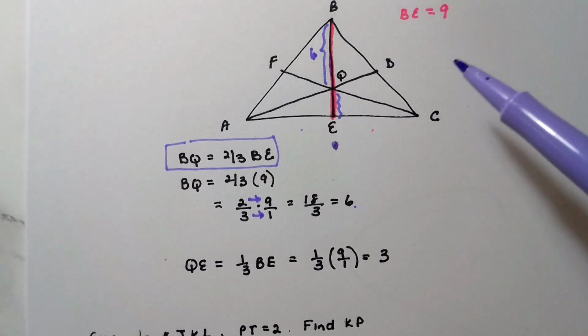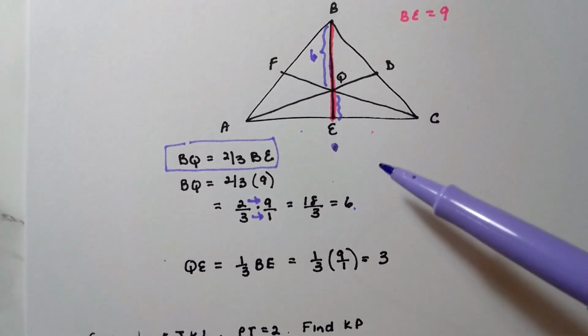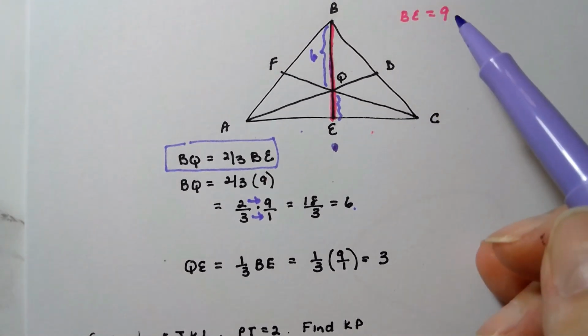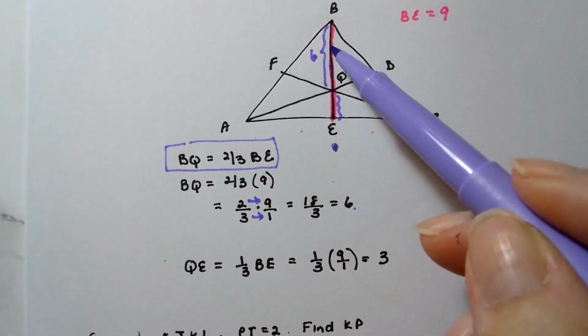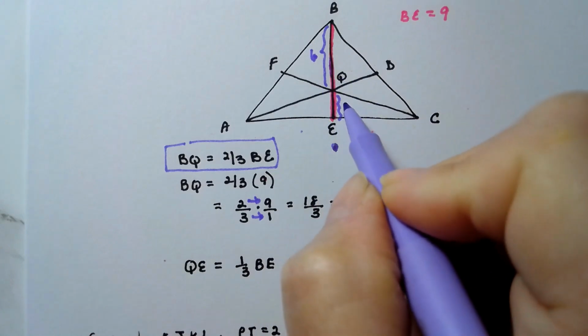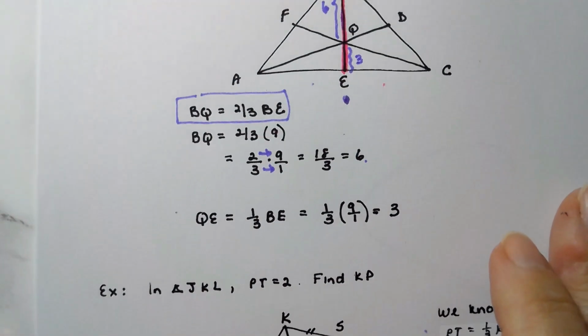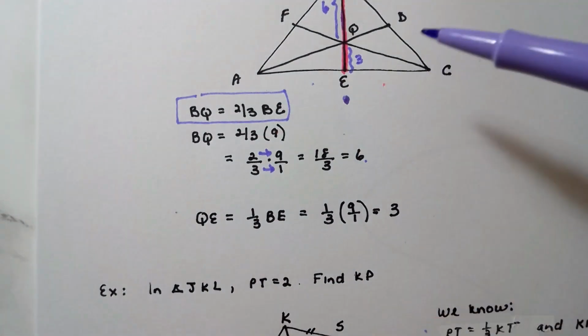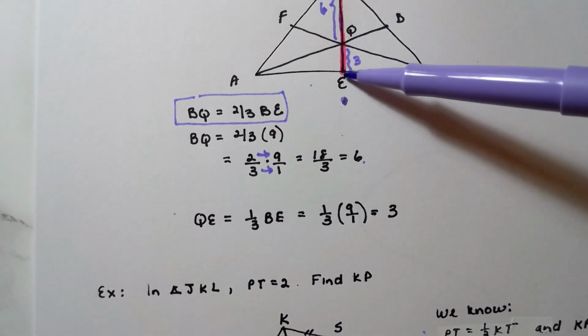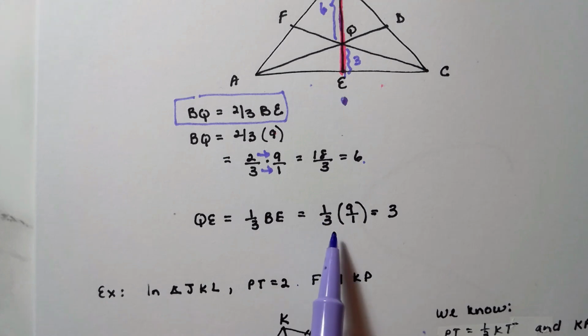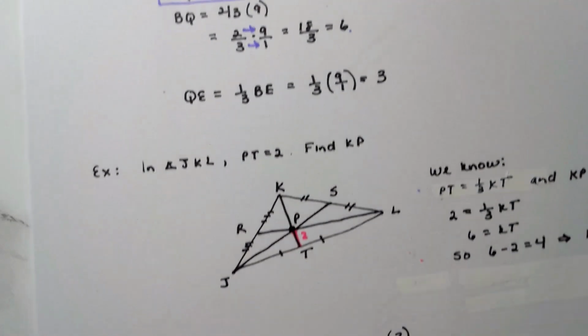And, you know, I can do one of two things. I can solve it, or I can just say, if this whole thing's 9 and this piece is 6, then 9 minus 6 makes this 3, right? But technically speaking, you could say that this little piece here, QE, is 1/3 of the whole line. Well, that's 1/3 times 9 because the whole segment is 9, and 1/3 times 9 is 9 over 3, or just 3.